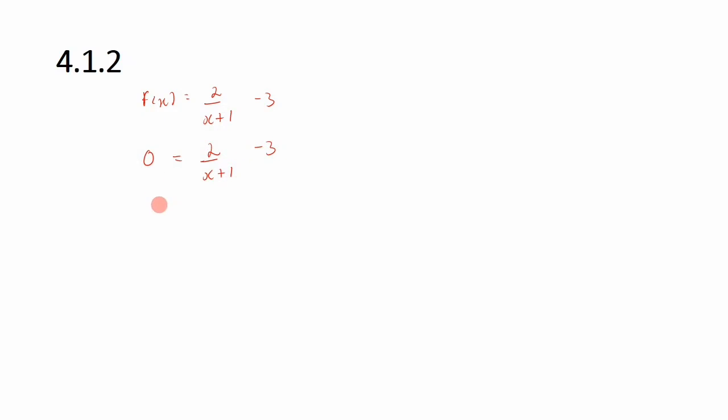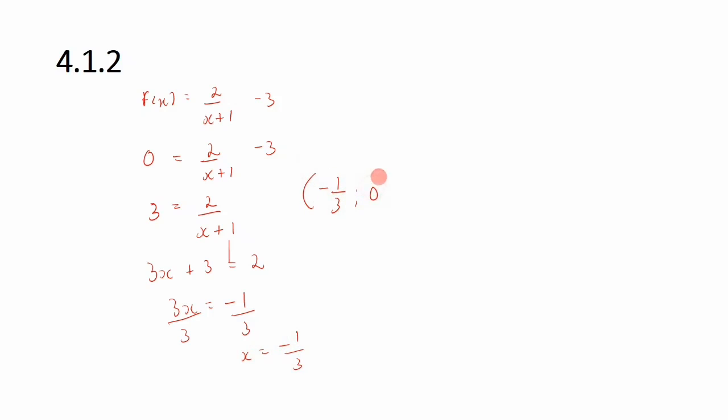Transpose that negative 3 to the left hand side. Then this is 3 equals 2 over x plus 1. We can cross multiply here. This will be 3x plus 3 is equal to 2. Then this is 3x. Take this 3 to the right hand side. This will give us 2 minus 3, negative 1. Then divide by 3, divide by 3. x is equal to negative 1 over 3. Then our coordinates are negative 1 over 3, 0.